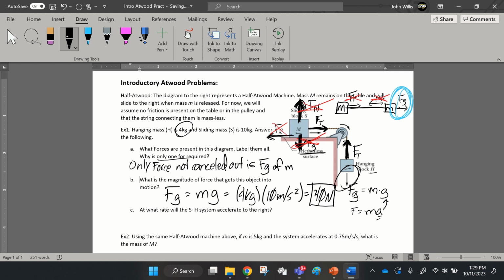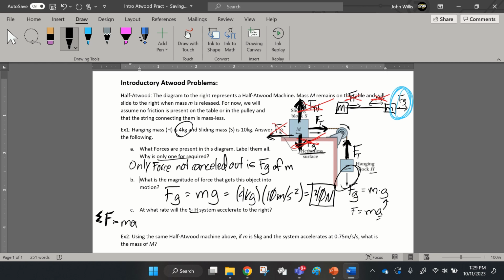At what rate will the whole system, the sliding mass and the hanging mass, accelerate? So here's where we have to get careful. If an object is going to accelerate, it is because a force acted upon it, not just any kind of force. Notice that we diagrammed 1, 2, 3, 4, 5, 6 different forces up there. Only one was unbalanced. Only one was uncanceled. So the textbook likes to use the Greek letter sigma.